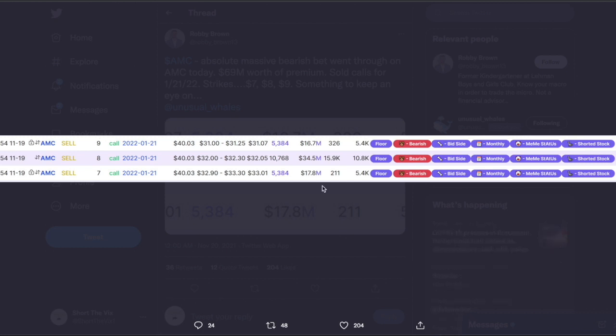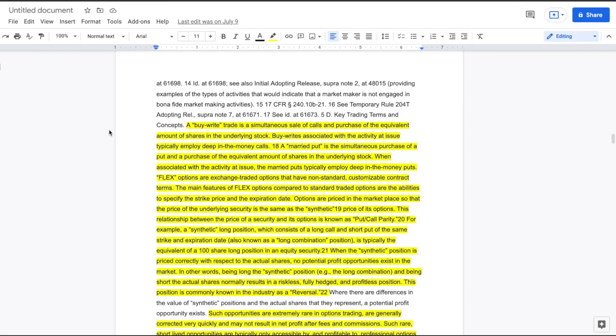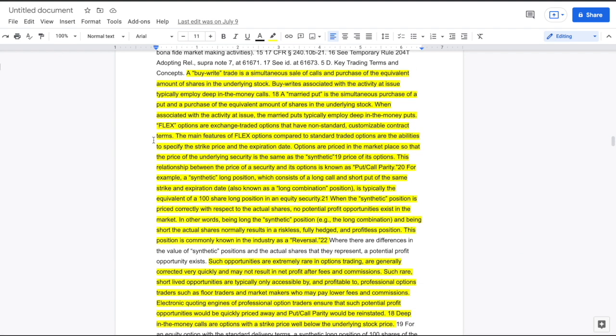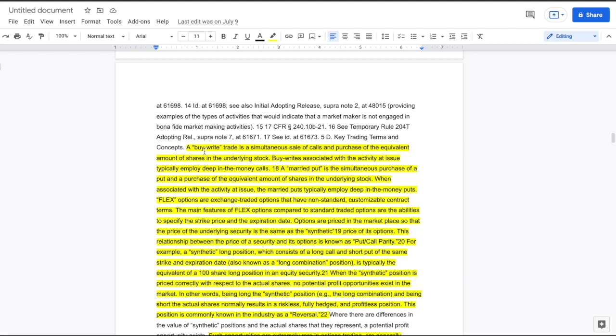So when we move on to this Google document that I've created, again, this is an actual SEC filing. I've just copied and pasted it onto this Google Doc and highlighted the most important parts because on the SEC's website, you cannot do that. So when we're looking at some of the information here directly from the SEC, when they're talking about short interest reporting, failures to deliver, and kicking the can down the road, this section is very, very interesting. A buy-write trade is a simultaneous sale of calls and the purchase of the equivalent amount of shares in the underlying stock. Buy-write trades associated with the activity at issue typically employ deep in the money calls. That's exactly what we've seen.